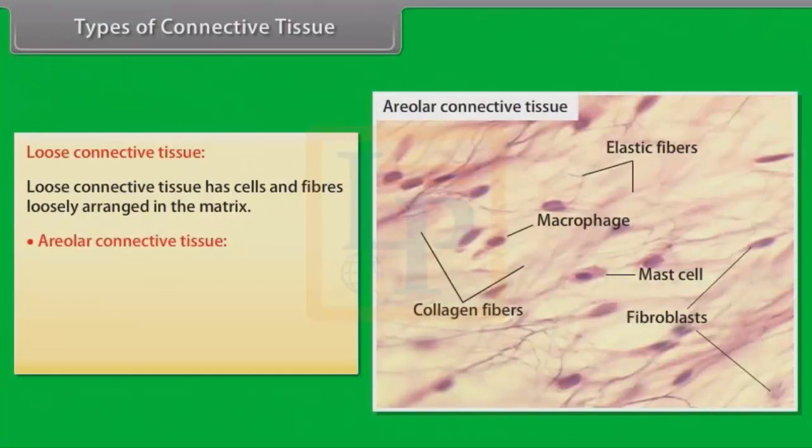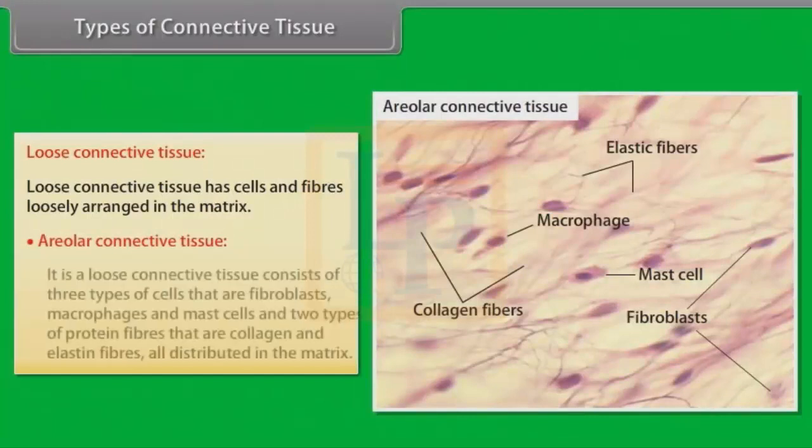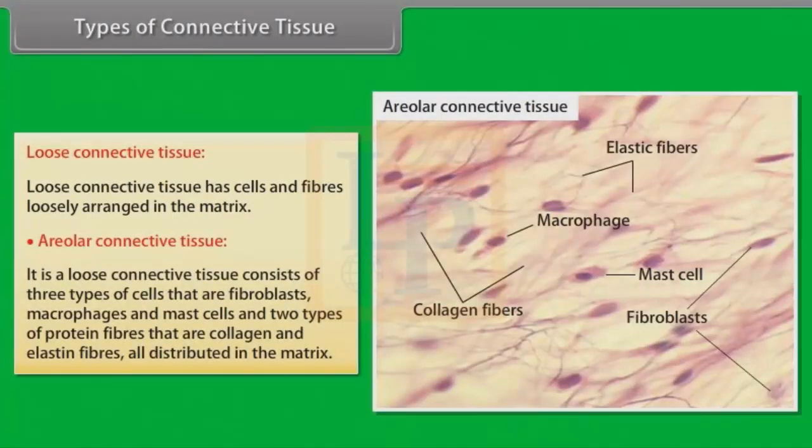Areolar connective tissue. It consists of three types of cells, that are fibroblasts, macrophages and mast cells, and two types of protein fibers, that are collagen and elastin fibers, all distributed in the matrix.